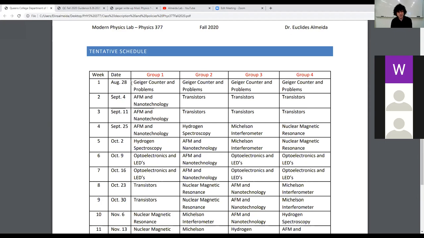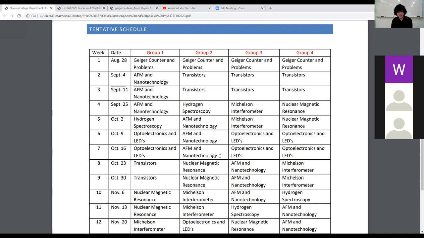I prefer that you do it in October because this is a short time. Three weeks is very short. So I prefer that at least group one will be working only on the AFM and then complete the Geiger counter in October. So that will be a long time afterwards. But as we are sharing equipment here, I have to divide. And the only way we can fit the AFM is if you start next week working with the AFM.